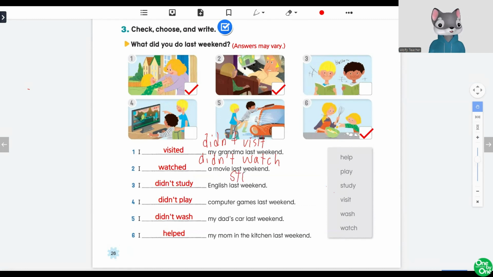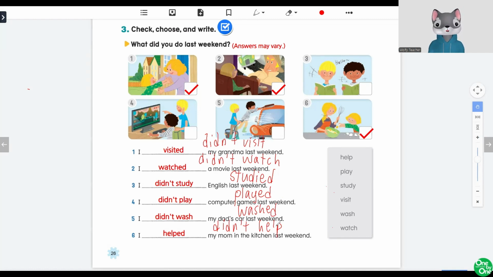Remember, this needs to be at the end, an IED. I studied English last weekend. If it's play, the opposite, if it's an affirmative sentence, it'll be I played computer games last weekend. If it's an affirmative, I washed my dad's car last weekend. And if it's a negative, I didn't help my mum in the kitchen last weekend.